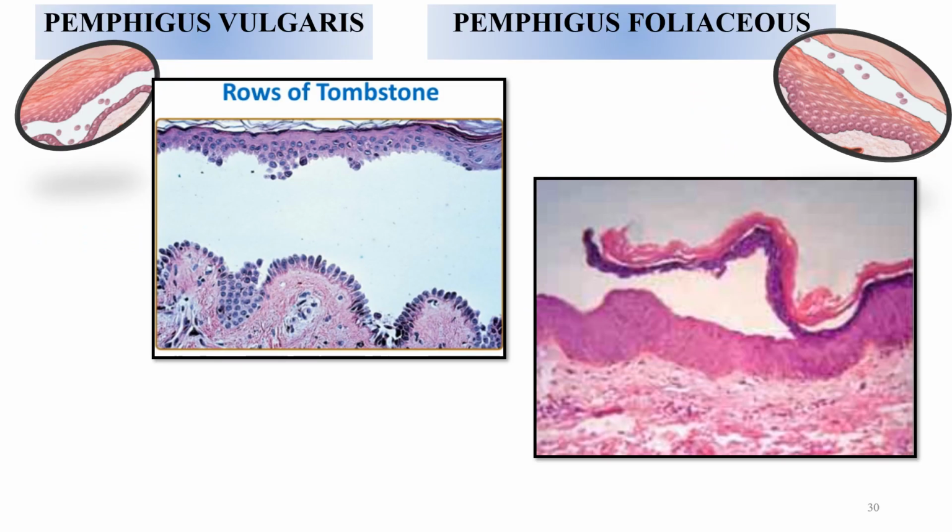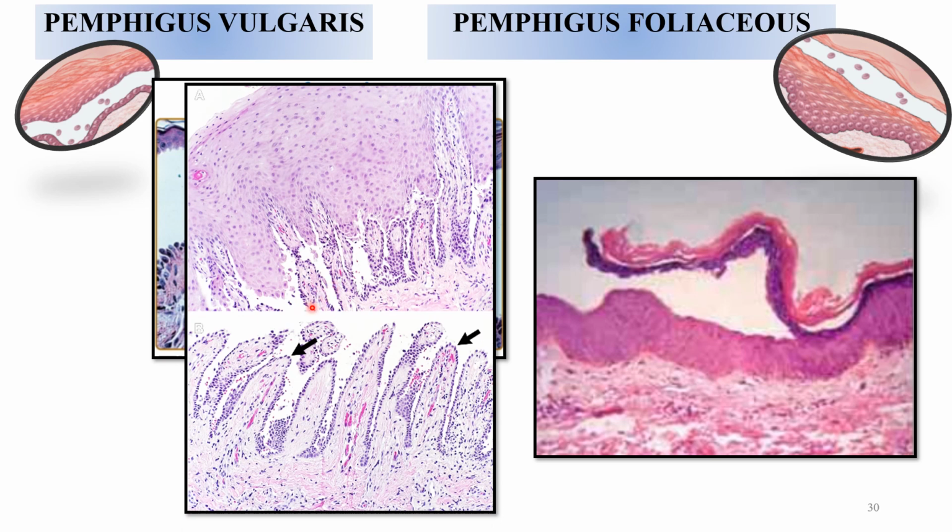The histopathological appearance of pemphigus vulgaris shows blister formation in the suprabasal areas, leaving the parabasal cells attached to the underlying basement membrane. This appears as a row of tombstones. We can also see the presence of acantholytic cells, that is the loss of cohesion in the lowermost part of the spinous layer, and these are known as Tzanck cells.